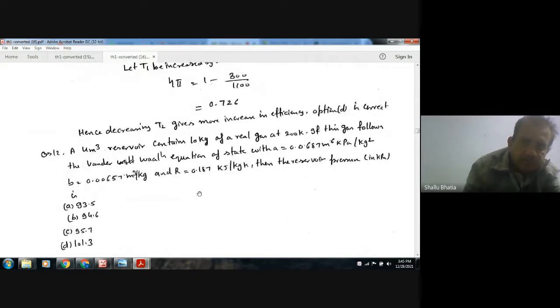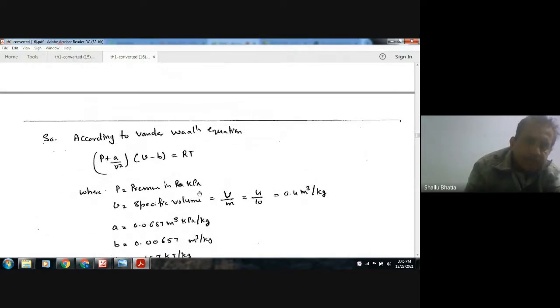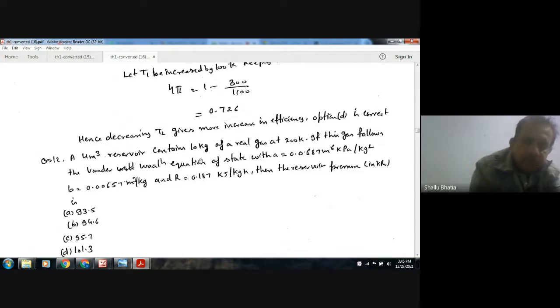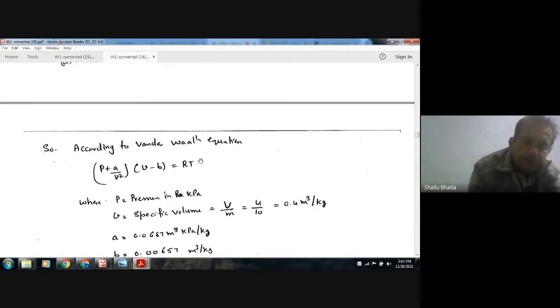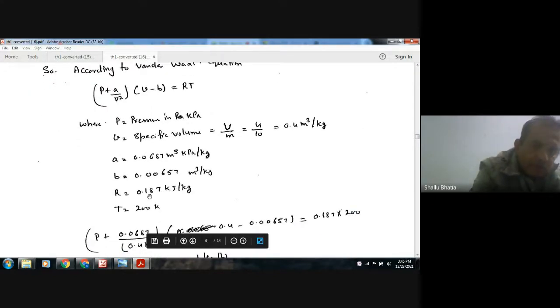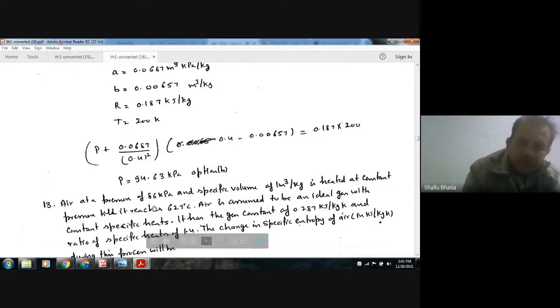P is given, as it is. And v is specific volume. Here the volume is 4 meter cube and mass is 10, so specific volume is 4 by 10. a is given as this value and b is given this value. R is 0.187. P is this. Putting these values we can find out P. This is also a straightforward question. So the answer is B.